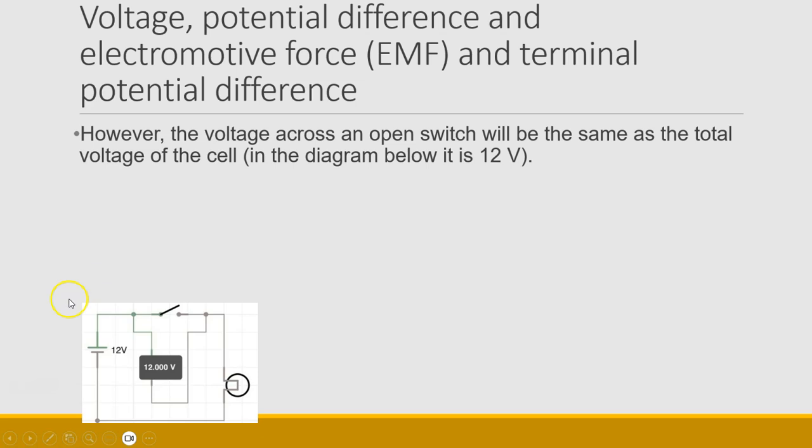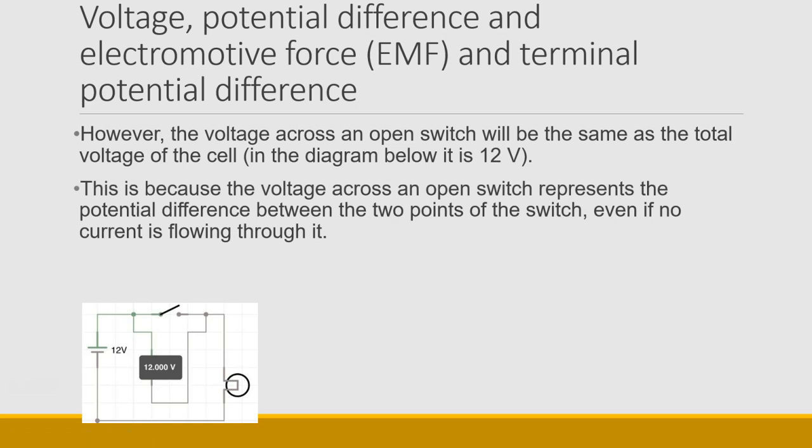However, if you take a look at this diagram over here, the switch is open. We still have a 12 volt cell, and we still have our light bulb, which is obviously off because current cannot flow through the circuit. Now, if you had to place a voltmeter across an open switch, you would get the same voltage reading as the voltage reading of the cell. This is confusing. It doesn't make that much sense, but again, you need to keep this in mind because it often comes up in multiple choice questions.